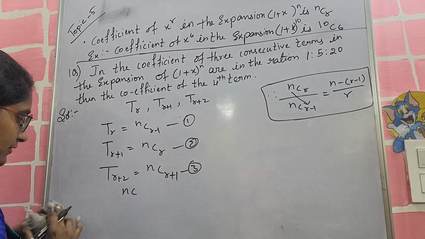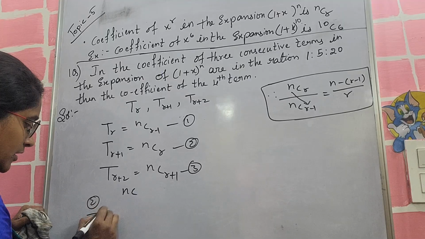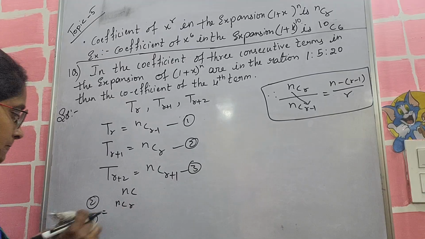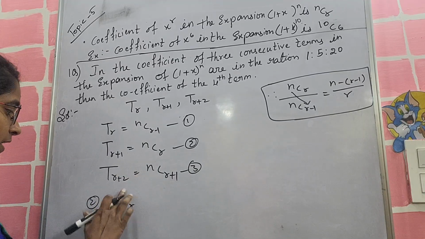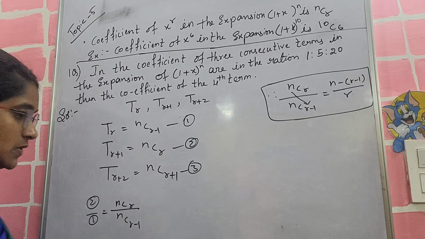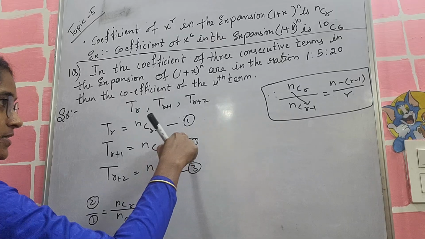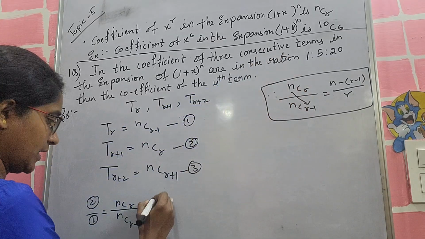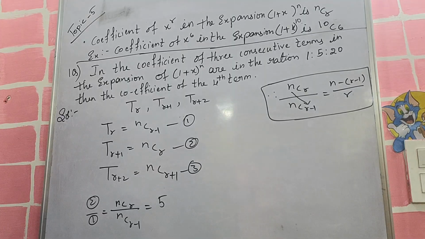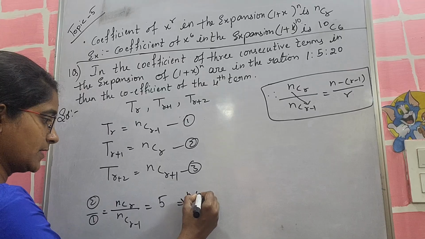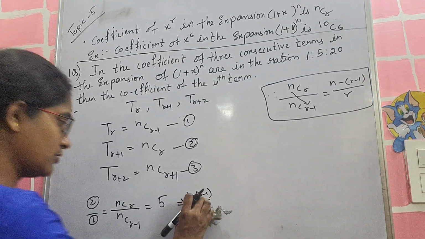When I divide 2 by 1, this is nCr by nC(r-1). I can apply the formula, and the value is 5, since 5 by 1 in reverse we are taking. Now what can I calculate in this? I told you (n-(r-1)) by r. Can you see this one?